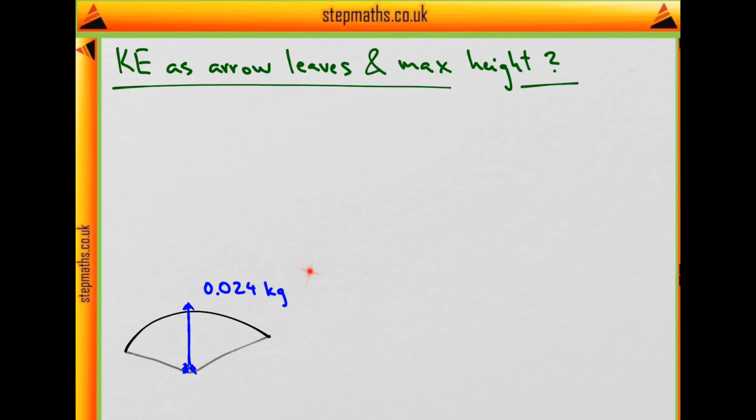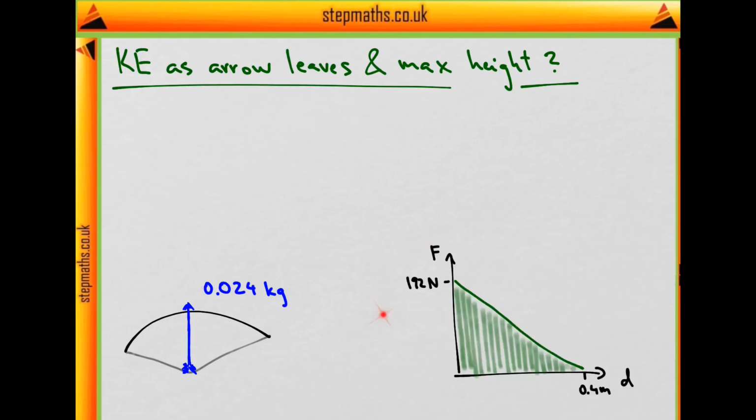The arrow weighs this much, and the green graph here shows us the force exerted by the bowstring on the arrow as a function of distance as it leaves the bow. We are supposed to find the kinetic energy as the arrow leaves the bow and the maximum height it reaches.